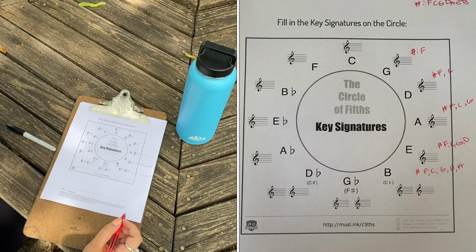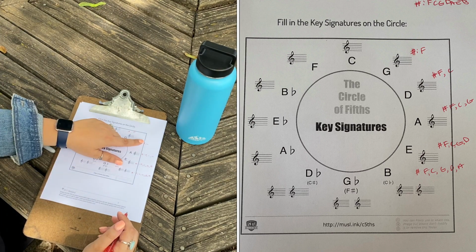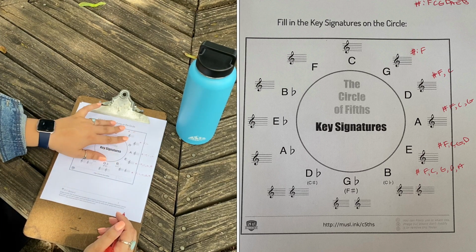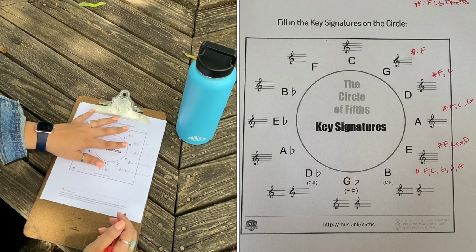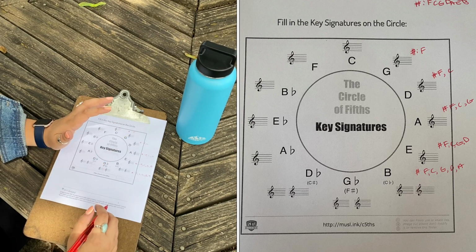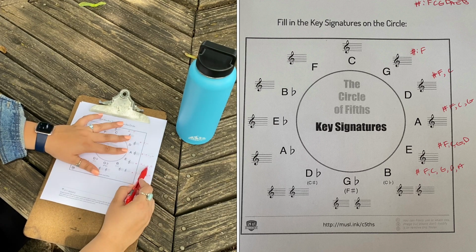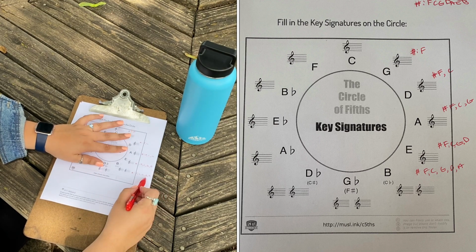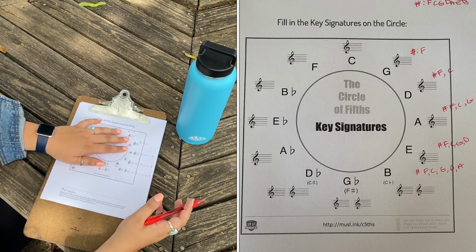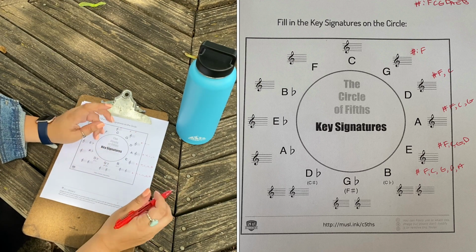And if you ever get stuck, if you think about it, these are in 5s. F, C, G, A, B. F, G, A, B, C. C, D, E, F, G. G, A, B, C, D. D, E, F, G, A. So you can always count 5 from the last one if you get stuck.